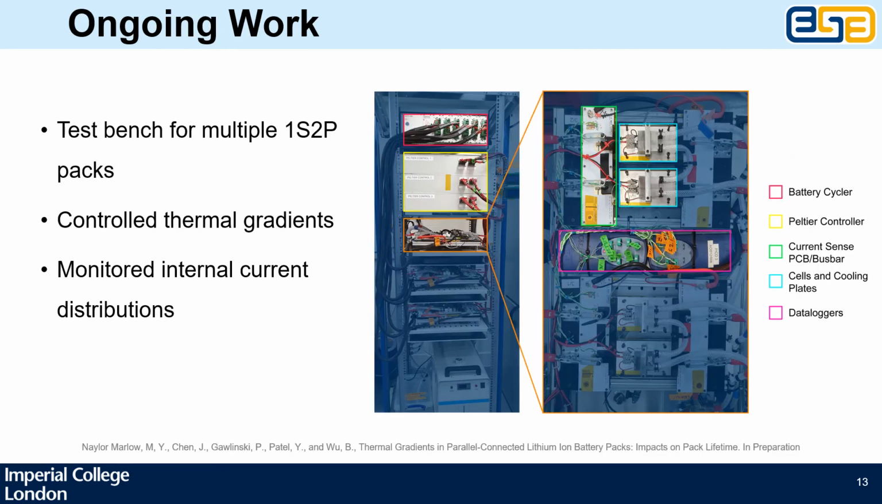Moving on to some of my ongoing work, we've developed a new test bench to allow controlled degradation experiments on multiple packs to run simultaneously under selected operating conditions. We chose a 1s2p pack topology as it allows us to practically test multiple smaller systems and generalize results. In this system, we use Peltier elements to control the temperature of both major surfaces of the pouch cell, which allows the application of thermal gradients in a controlled way to validate models and diagnostics at the pack level.